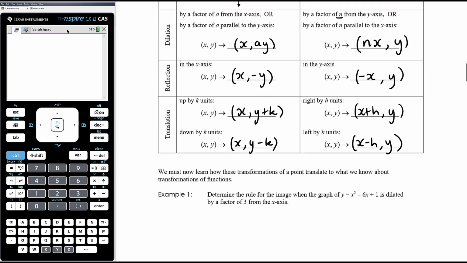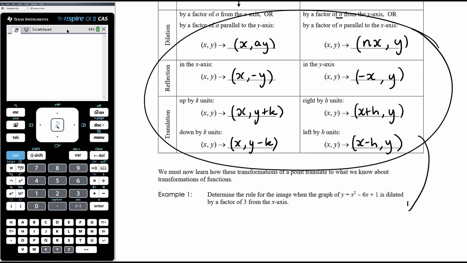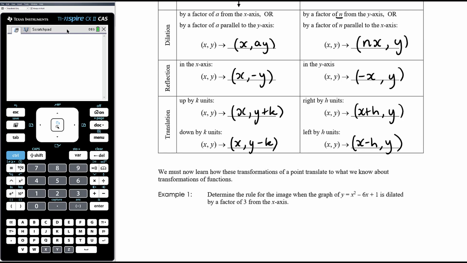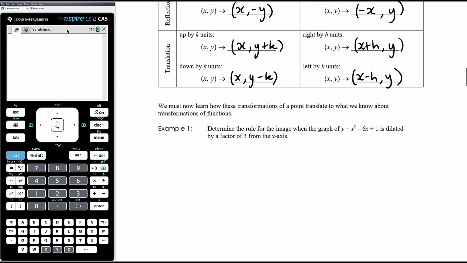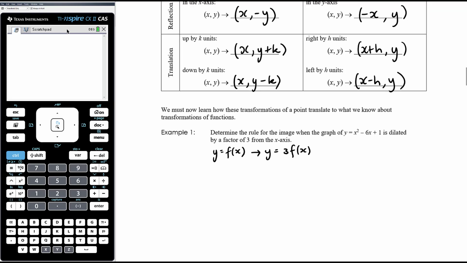So what we want to look at now is, thinking about the point first, how do we then apply that to a rule? We're going to do a really simple one, which is to determine the rule for the image when the graph of this parabola is dilated by a factor of 3 from the x-axis. We already know that if we dilate by a factor of 3 from the x-axis, we're going to expect to get 3 times f of x, which means 3 times all of that. But let's see how we actually go about doing that.